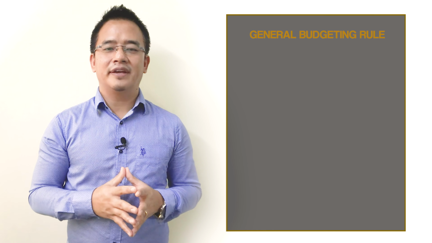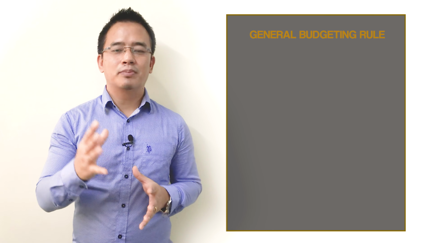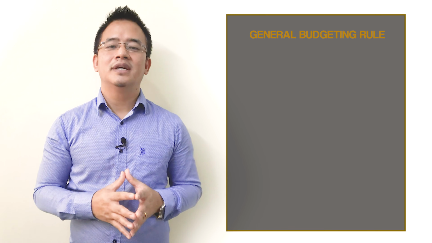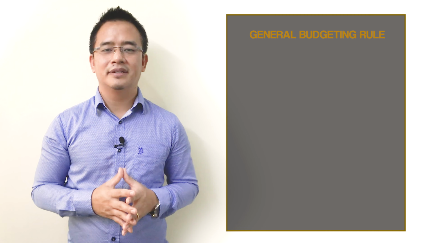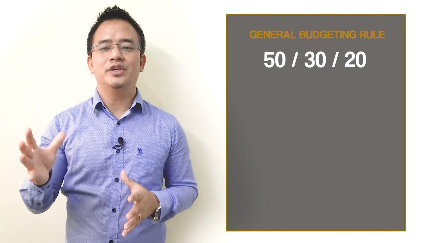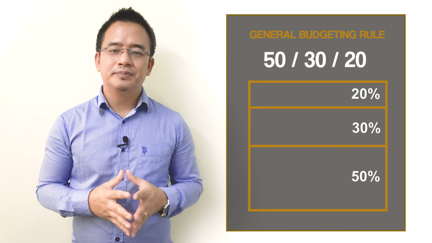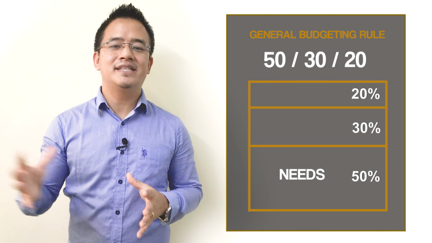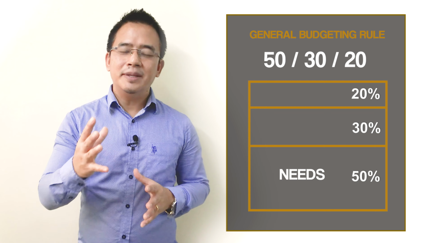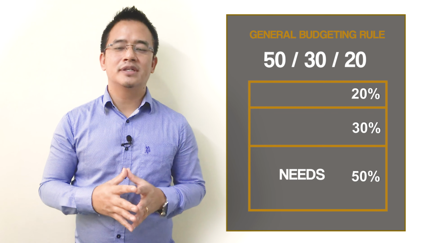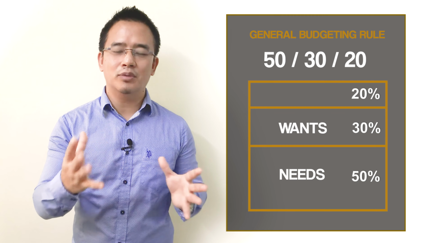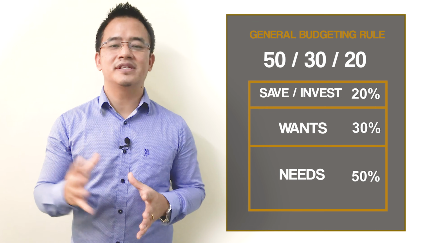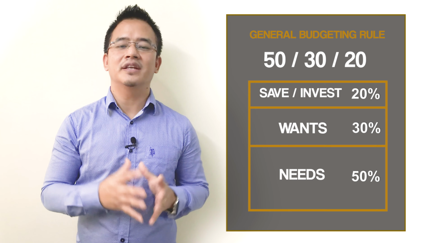But the one simplified and general budgeting rule which was popularized by Senator Elizabeth Warren in her book All Your Worth: The Ultimate Lifetime Money Plan is the 50-30-20 rule. According to this thumb rule, 50% of our income after tax should be used towards necessities or our basic needs. 30% should be used towards our wants or the various luxuries we want to engage in. But the balance 20% should be saved and invested towards achieving our financial goals.